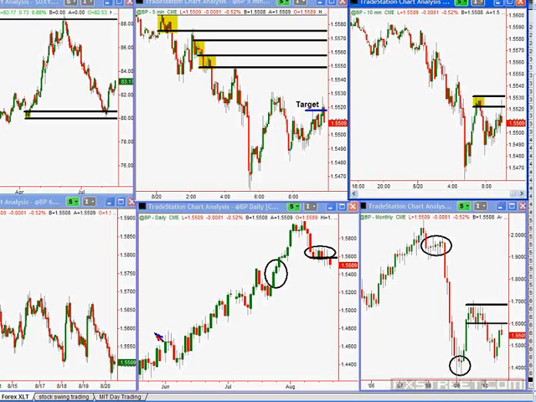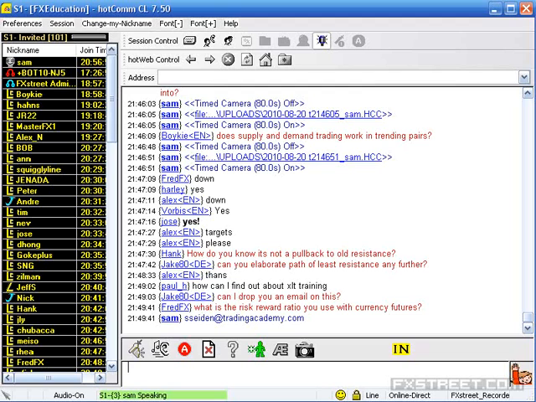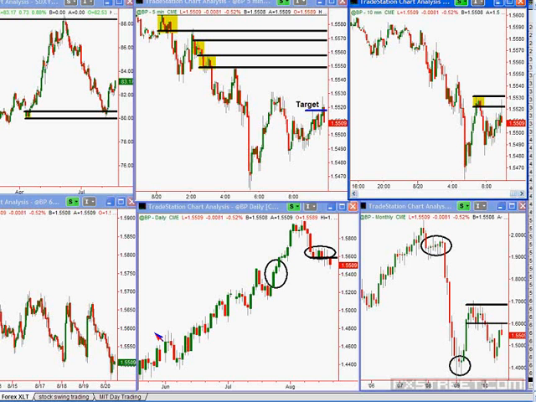Let me put my email address in here. There's my email address, Seiden@tradingacademy.com. Remember, your stop is just above the level. The reason why I'm not getting into those details is because the last two sessions, that's what we've hammered on: identifying supply and demand levels and the exact rules for entry and all that.